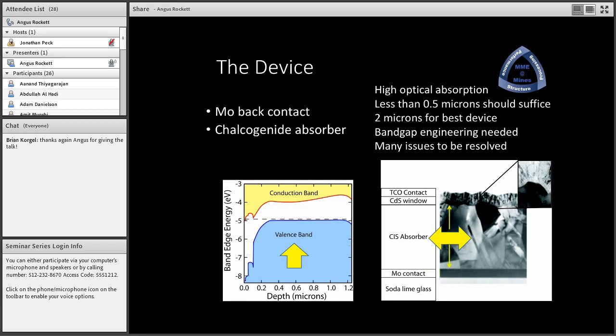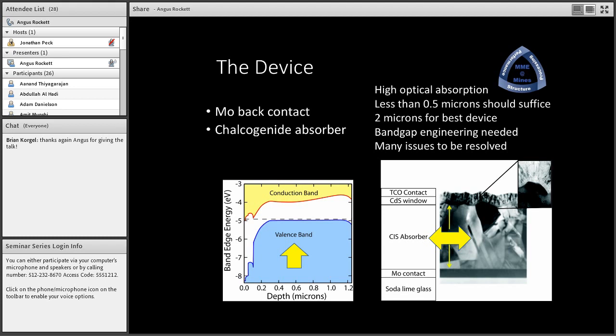The main active layer of the device is a chalcopyrite material. It's one of a variety of alloy compounds. We'll talk about that in a few minutes. The advantage of particularly the copper-based chalcogenides is that they have very high optical absorption, which means that at least theoretically you should be able to make a pretty good device with less than a half micron of material. People have made devices that thick, which work okay, but for better devices, pretty much uniformly, everybody needs between 1 and 2 microns of material.